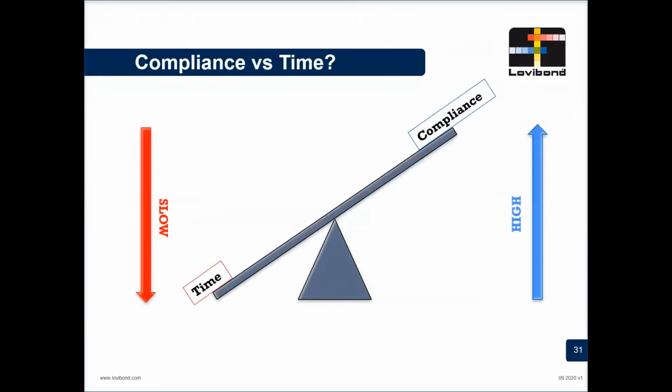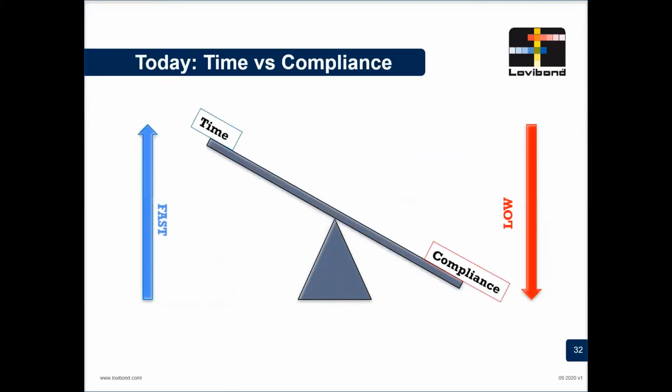Probably, if I'm looking here, I'm getting a slow time on my measurement, but I'm getting a high compliance with that. So I'm very, very certain that I've got a good specification, I've got a good measurement. If I try and speed things up, I might do a very quick measurement, but I'm adding uncertainty here. I can be quite variable on my measurement if I haven't spent enough time making it. So my compliance then becomes low. So I need to balance this.